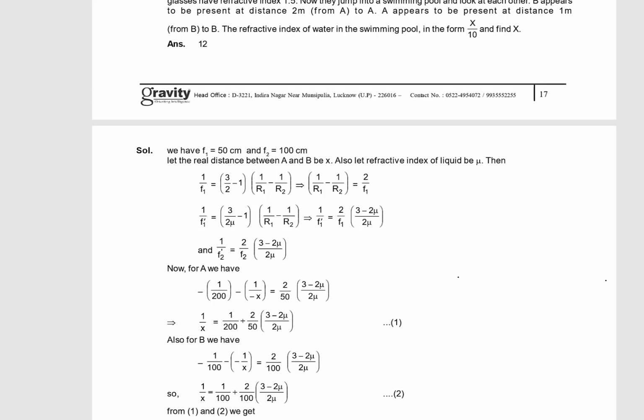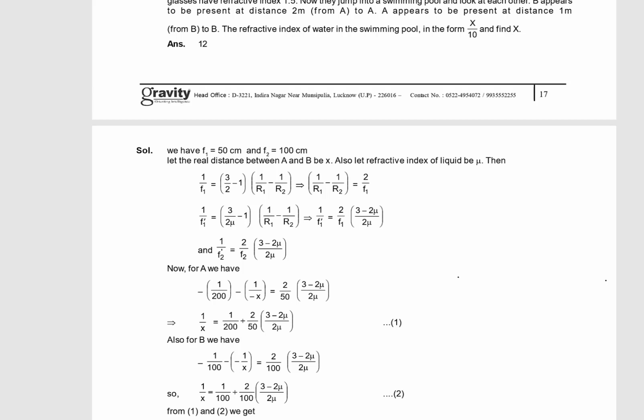Optics integer type question. We have two persons. They are both wearing different lenses of powers p1 and p2, one diopter each. The glasses have a refractive index of 1.5. The distance between them we do not know, right? When these two persons jump into a swimming pool, now because they are wearing different lenses, the distance between A and B will appear different for each body. It is given that B appears to be present at 2 meters from A and A appears to be present at a distance of 1 meter from B.